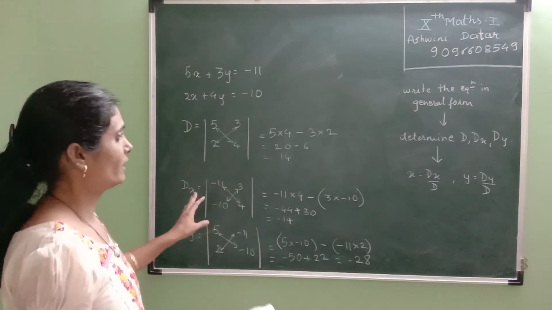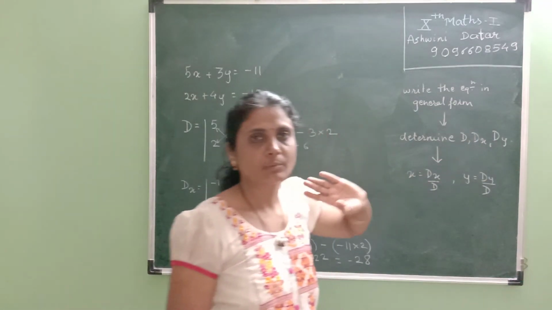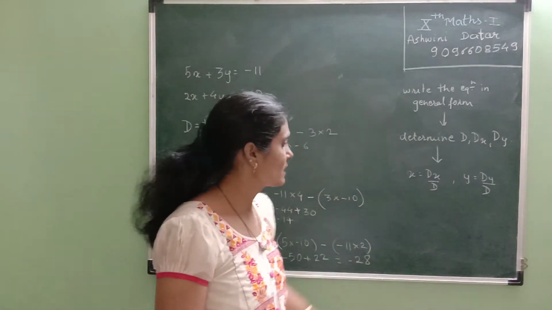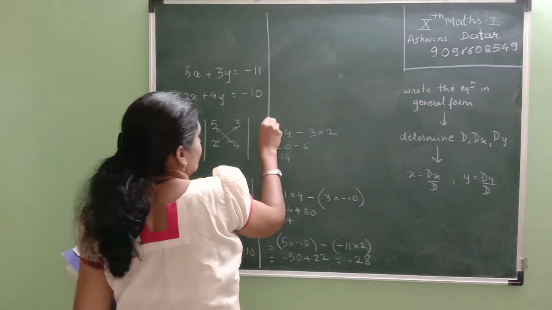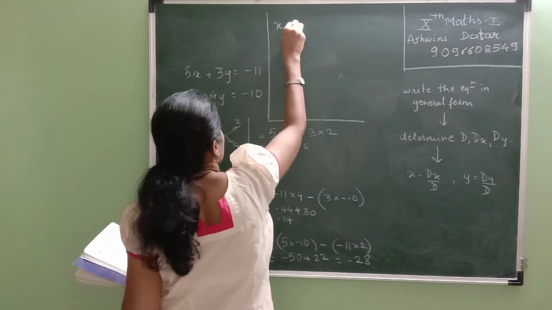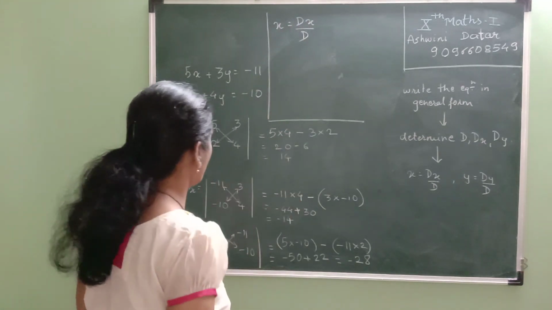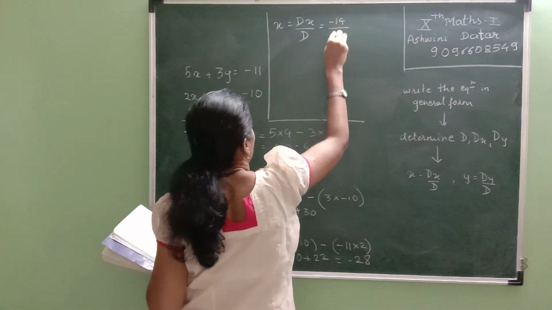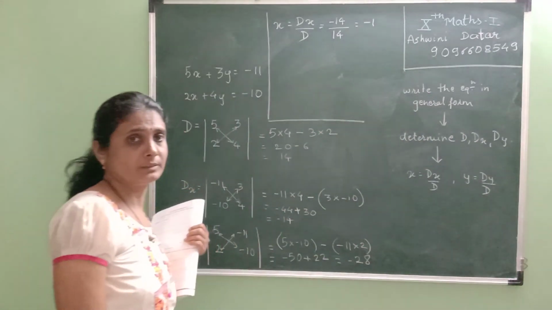So we have determined what is D. We have found out what is Dx. We have found out what is Dy. Now the last step remaining is to find out what is x and y. How to find out x and y? To determine x and y, x is equal to Dx upon D. Dx is minus 14 divided by plus 14, which gives me minus 1.